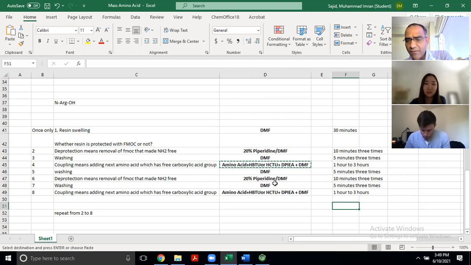HBTU, right? Whatever. I mean, this is called the coupling mixture. Coupling mixture. This is called what? Coupling mixture. Okay. So this is a coupling. The coupling mixture has 4 things: amino acid, HCTU, HBTU, DIPEA, and DMF. Right. So coupling mixture. Got it?